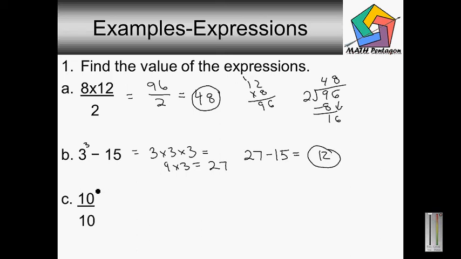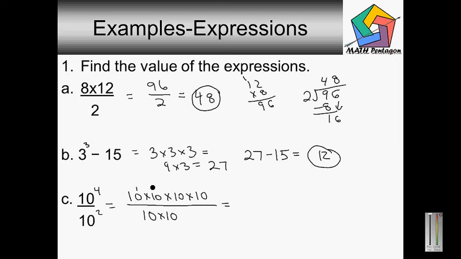Okay, we have 10 to the 4th power over 10 squared. So we basically have to evaluate this. This is like saying 10 times 10 times 10 times 10. So we have 4 tens multiplied together and separated by 10 squared. We have 2 tens multiplied next to each other. But we don't have to multiply them all out. We could just do it the easy way.